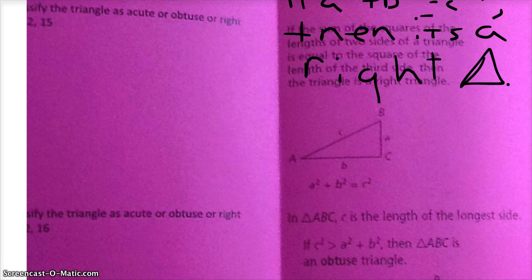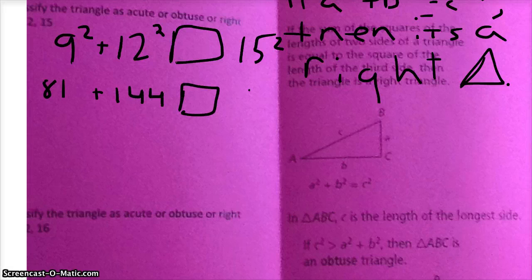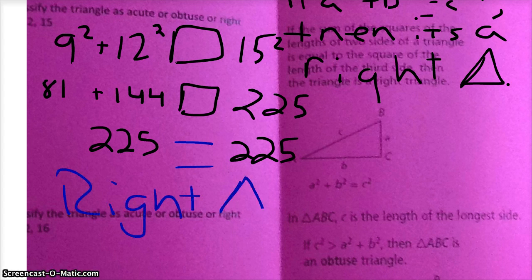Okay. So I would have 9 squared plus 12 squared is something to 15 squared. The reason I know 15 is my C is because the C is always the longest number, so it has to be the biggest number. So I'm going to have 81 plus 144 is something to 225. 81 plus 144 is 225. 225 is equal to 225, so that means it is a right triangle.